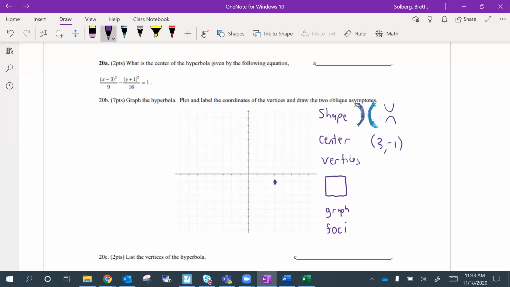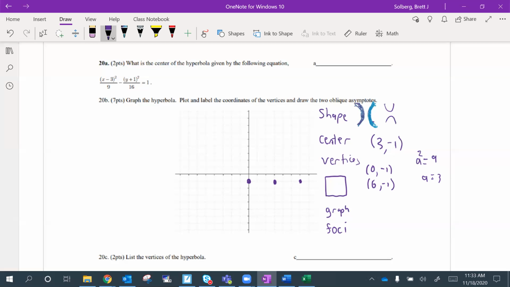Okay, now Ashley, how do I get the vertices? So you look at your A, which is 9, and you take the square root, which is 3. So your vertices are going to be at 0, -1 and 6, -1. But yeah, that's the idea. Thank you, Ashley.